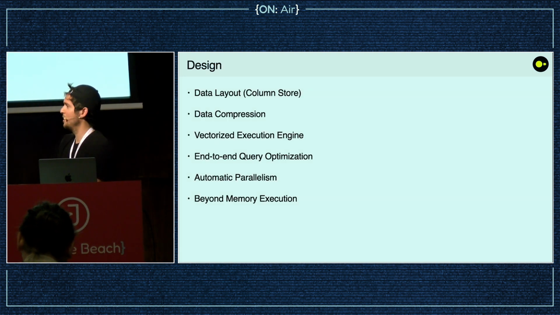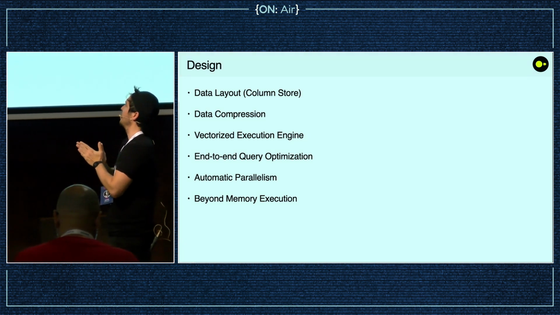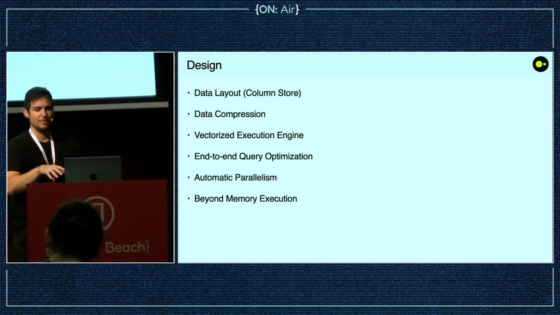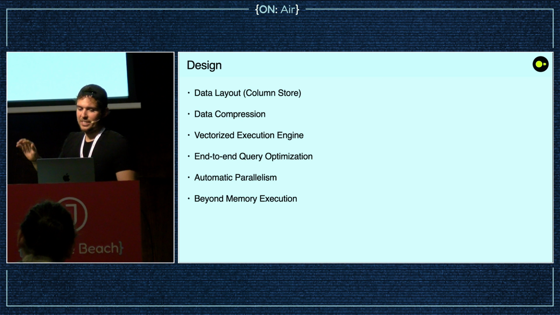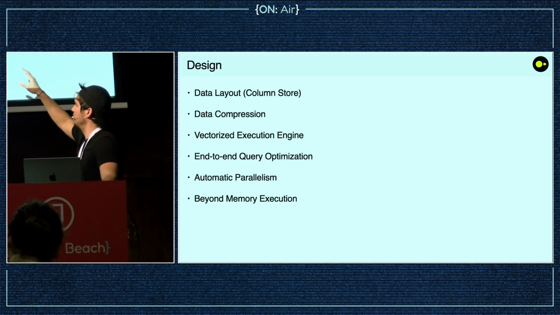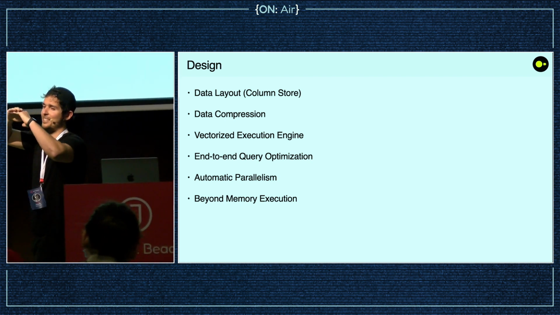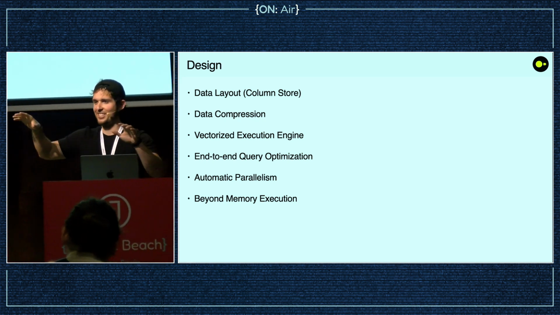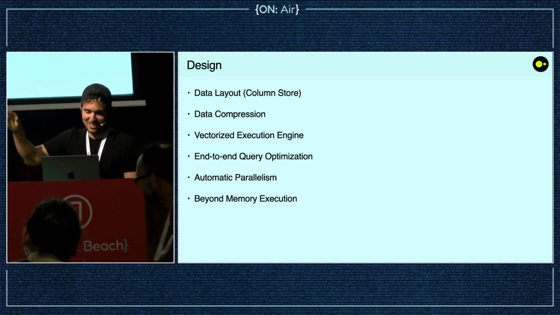All right, so let's go through a crash course of database systems. I'm going to talk about the design decisions of DuckDB and why they make it very special and very fast for data analysis. We're going to talk a little bit about data layouts, data compression, the type of execution engine we use, query optimization, parallelism, and beyond memory execution. Sounds like a lot, but I'm just going to scratch the surface. It's not going to be like an Andrew Pavlo lecture where I go into a lot of detail. If you actually want to see a lot of these things in more detail, you should check out his course.